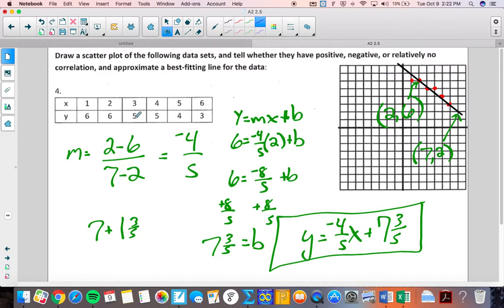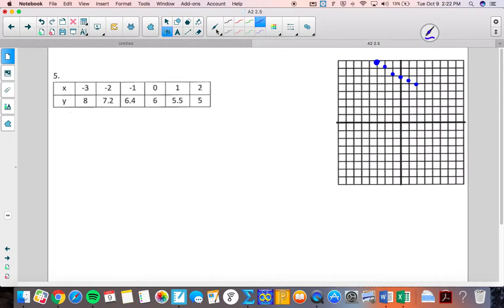Ooh, you know what? I think I forgot to ask. So tell her they have positive or negative correlation. So this is a negative correlation. And I'd say it's a pretty strong correlation. Like those points all seem to fit really close to that line. Very close to that line. So it's a negative correlation because the slope is negative. And then, yeah, strong correlation because they're close to the line.